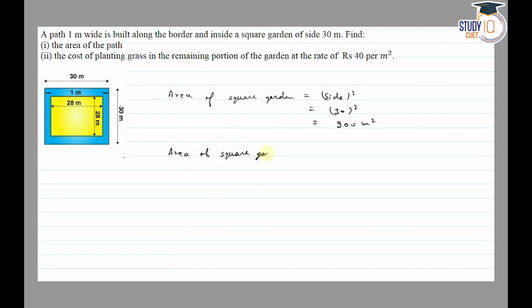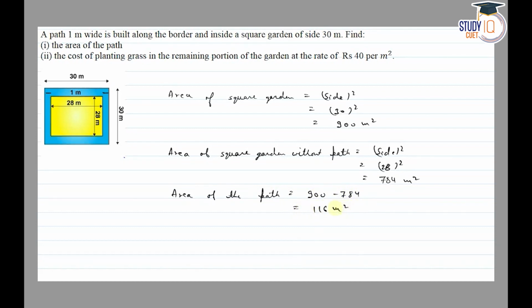And area of the square garden without the path is side square is equal to 28 square is equal to 784 meter square. So area of the path is equal to 900 minus 784 is equal to 116 meter square.